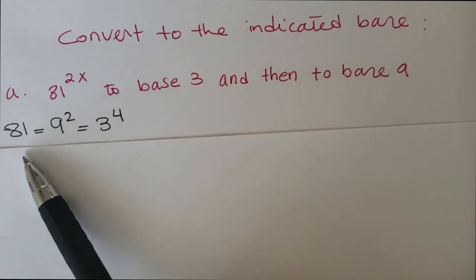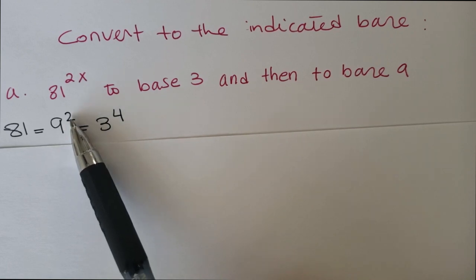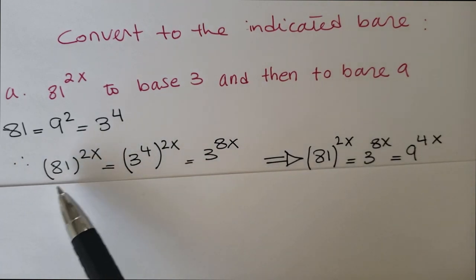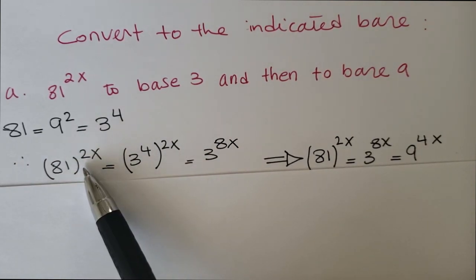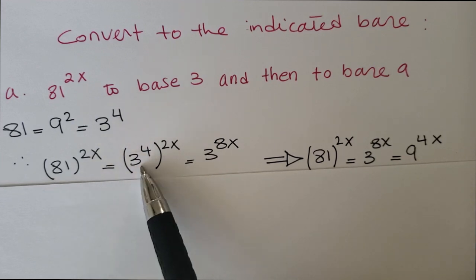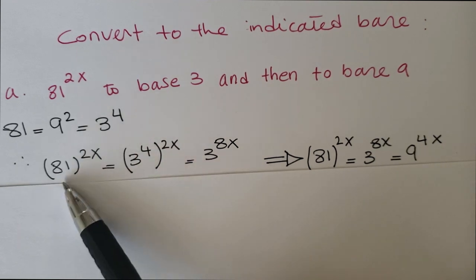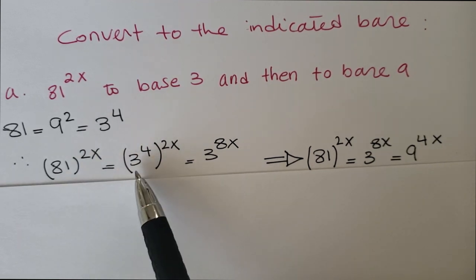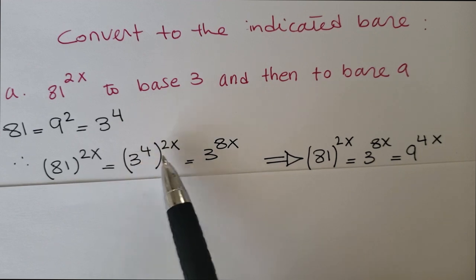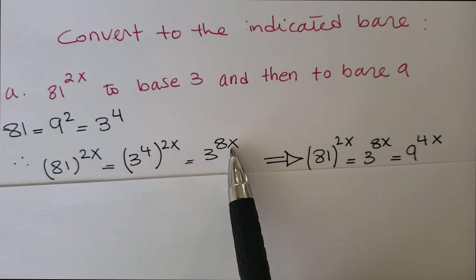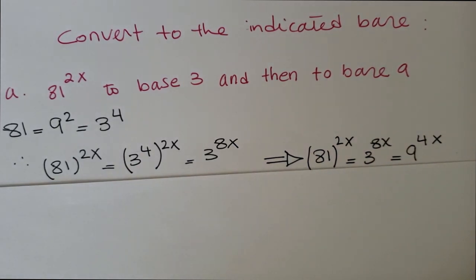As you know, 81 is equal to 9 to the power 2, or let's say 3 to the power 4. So from here, we can say 81 to the power 2x. We change the base to 3, from 81 to 3. 81 is equal to 3 to the power 4. So that would be 3 to the power 4 as the base, and then the exponent doesn't change. And if you remember, it was one of the rules: the two exponents will be multiplied to one another.